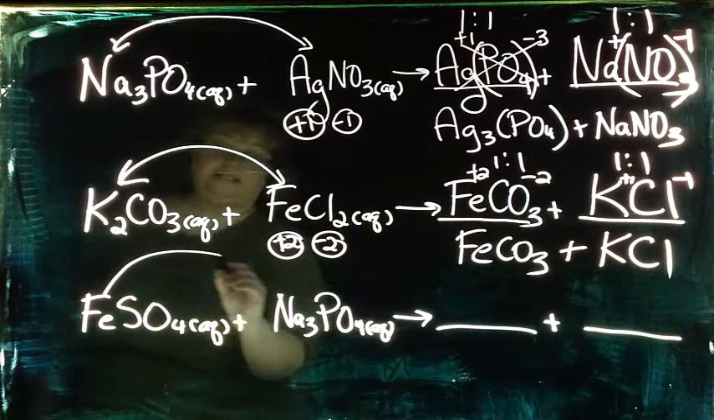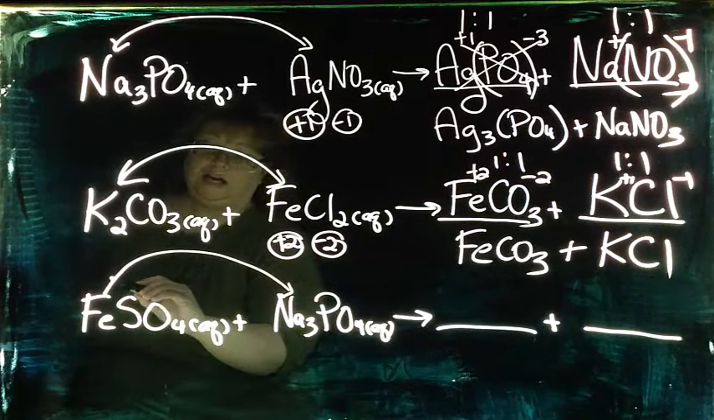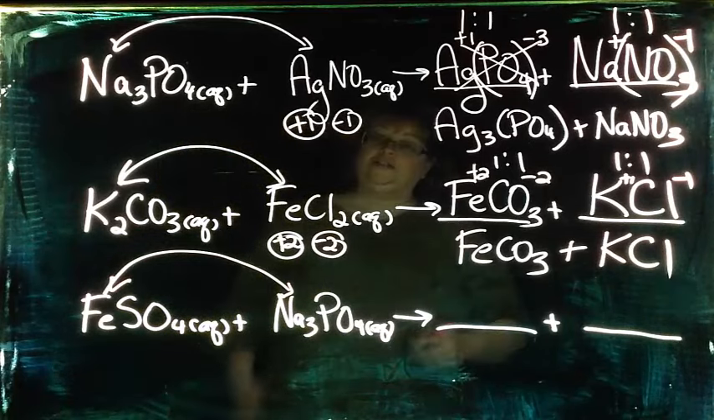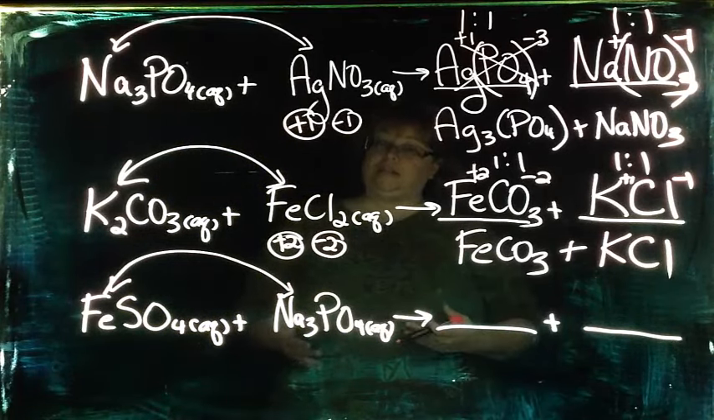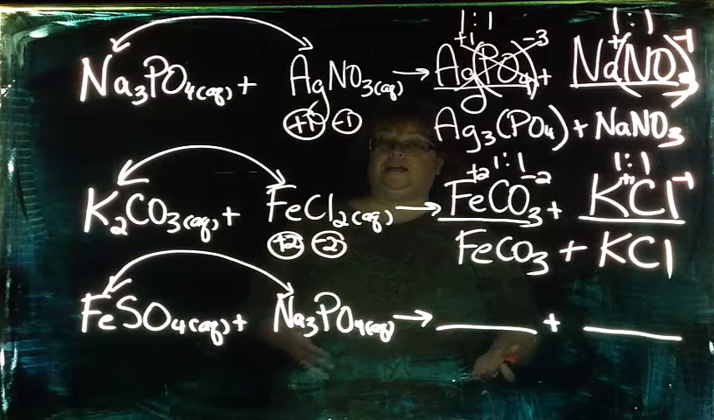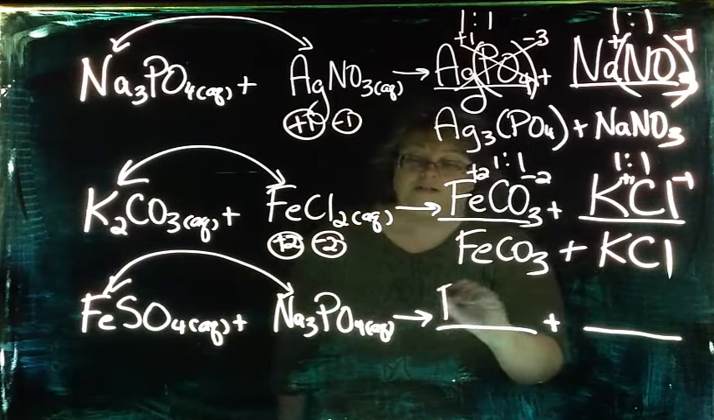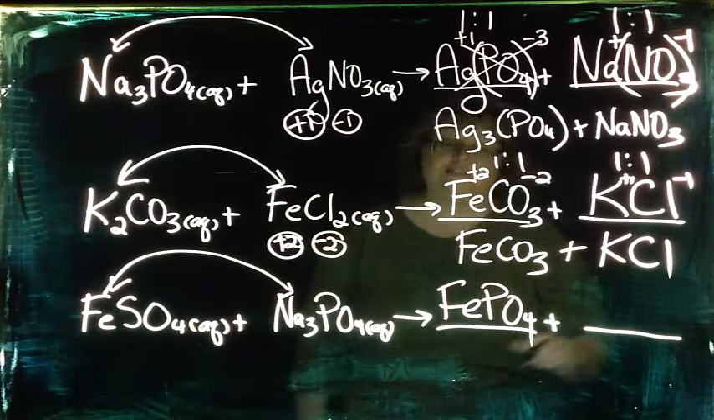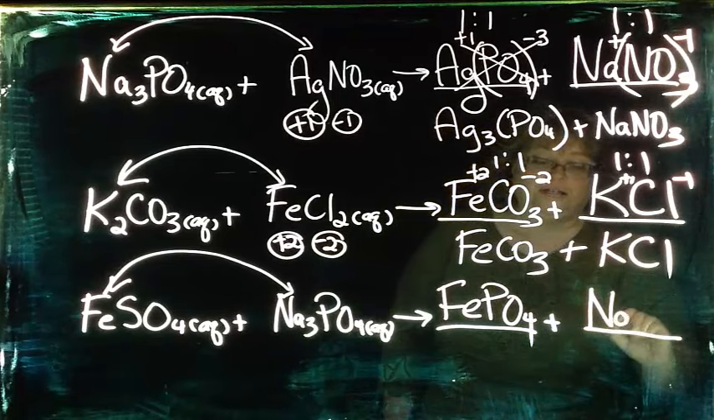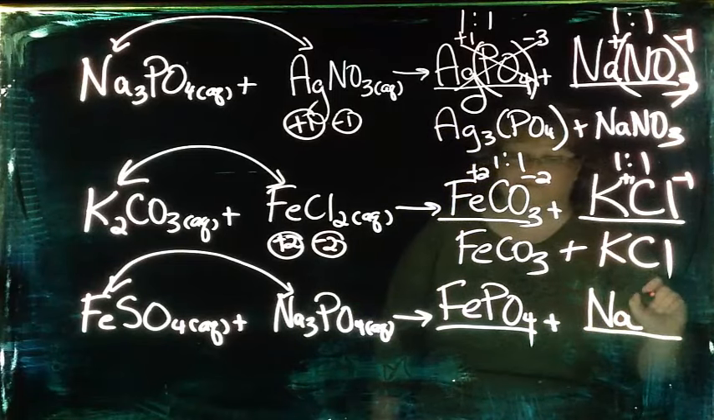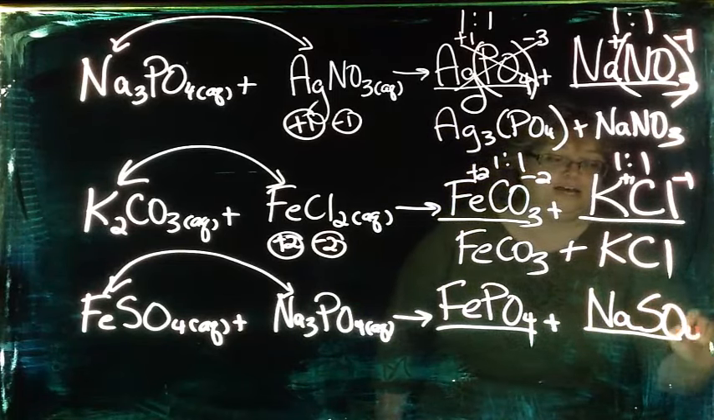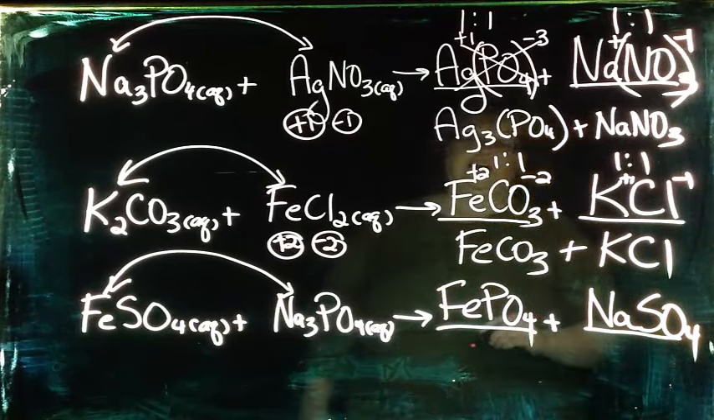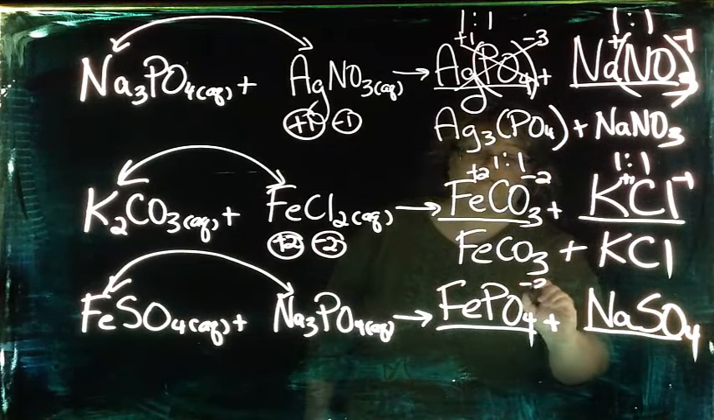Let's switch places between iron and sodium. Now, as you're looking at this video, why don't you stop and see if you can write the balanced compounds. All right, so I'm going to take iron and put it with its new partner, phosphate. I bring 1 sodium over. It doesn't matter that there are 3 on the other side. And I hook it up with the sulfate ion. Go back in and check those charges.